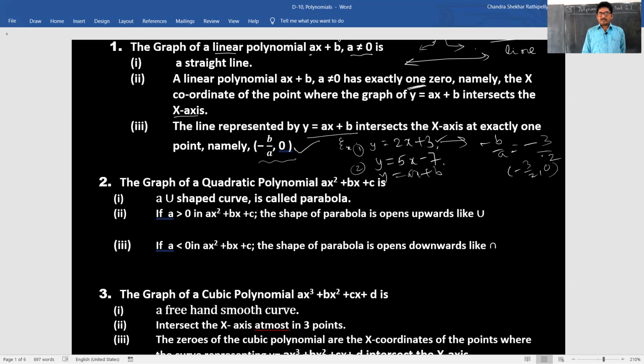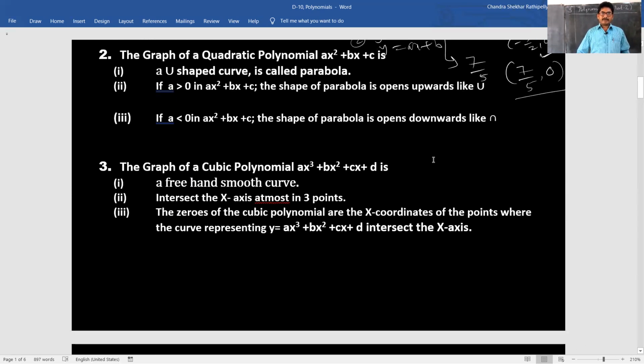So next, where does it intersect the x-axis? In which place? Here y is equal to 5x minus 7. 7 by 5, sir. Yes, very good. We can say exactly that point is 7 by 5, 0. This is an ordered pair. Right. You understood this.